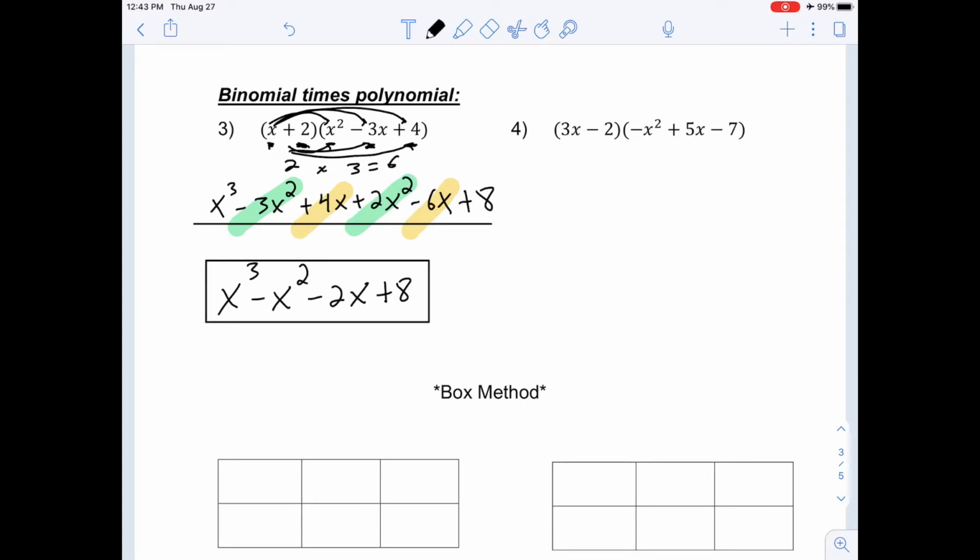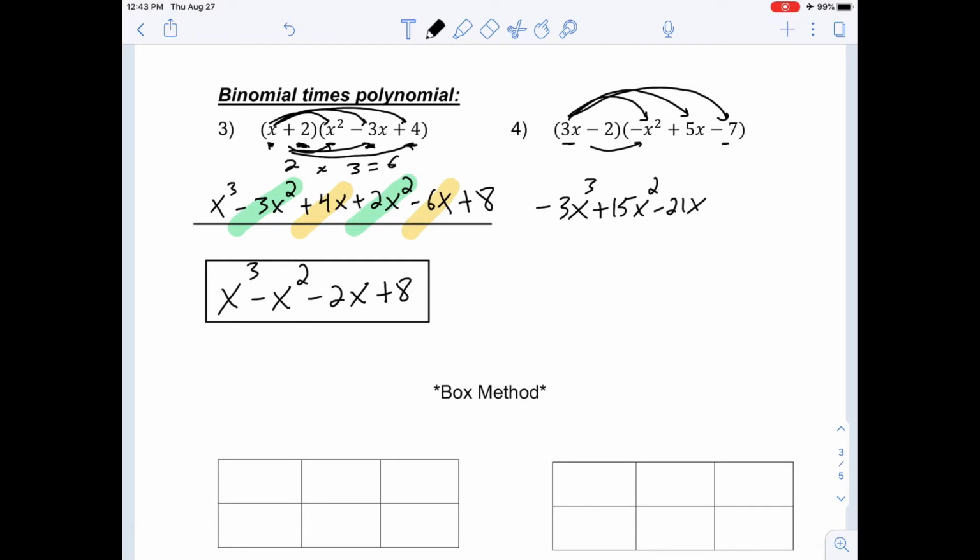All right, so let's look at number 4 here. So again, we're going to multiply using the distributive property: 3x times minus x squared, 3x times 5x, 3x times minus 7. And then we'll go ahead and do that first. So 3x times the negative x squared is minus 3x to the third. 3x times the 5x is plus 15x squared. And then the 3x times the minus 7 is minus 21x.